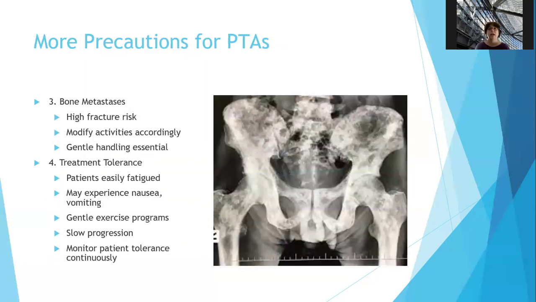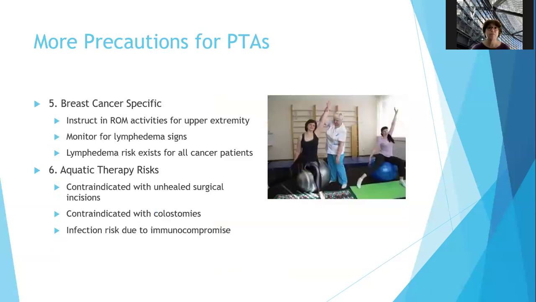More precautions: if someone has bone metastases, they have a higher fracture risk, and so you have to modify activities accordingly. It's very important to handle this person gently. If someone is undergoing certain kinds of cancer treatment, they might be more easily fatigued. They might experience nausea and vomiting. They need gentle exercise programs, slow progression, and you continuously have to monitor how they're doing. They could be okay one day and not okay the next. So just be very careful with these people.